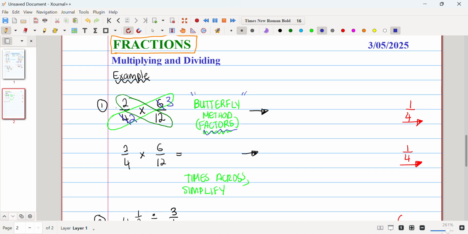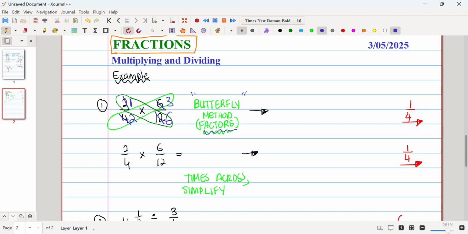You do the same across diagonally in the other direction. What's the highest common factor between 2 and 12? It is 2. So how many times does 2 go into 2? You cross that out. This now becomes 1. And then the 12 now becomes 6, because 2 goes into 12 6 times.